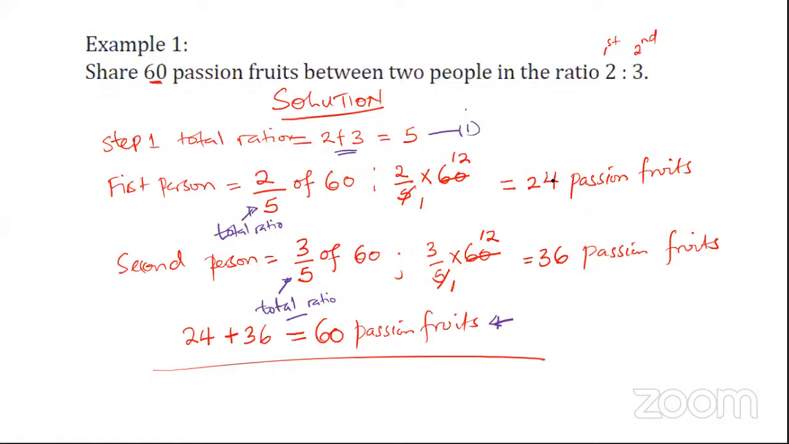Okay, Tendo. Teacher, that's the answer. Pardon? The answer is 24 passion fruits and 36 passion fruits are our answers. Auntie, we just live there. Yes, we just live there. We have shared. Okay, thank you.